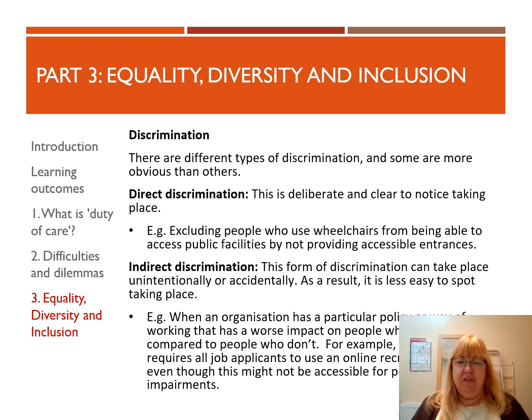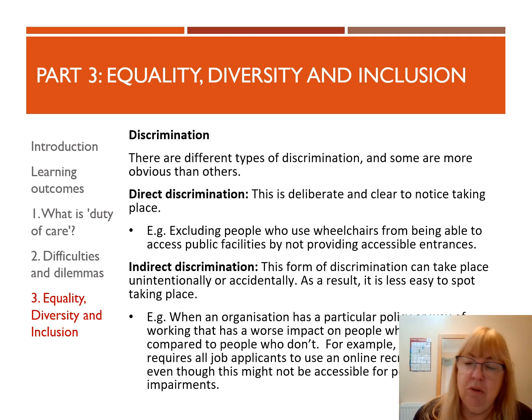We've talked a bit about discrimination. Two types of discrimination, really. Direct discrimination, which is pretty obvious. It's deliberate and clear, and people can pick up on it really, really quickly. As in my example, excluding people who use wheelchairs because the doors aren't big enough, or there's too many steps, or there's not a ramp, and things like that. Very direct discrimination. Quite easy to spot and quite easy to report. The more difficult one is indirect discrimination.